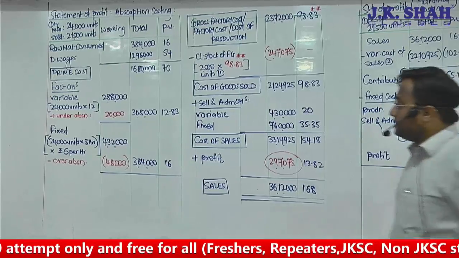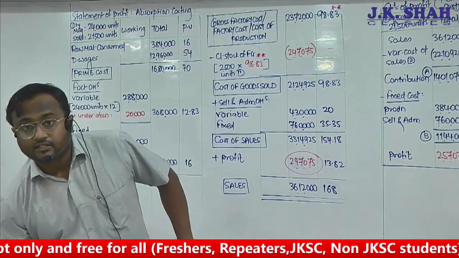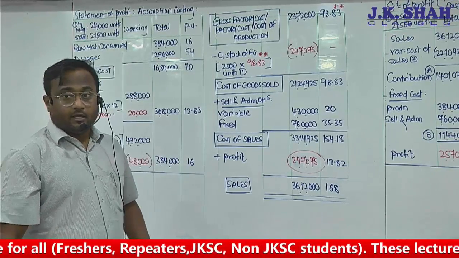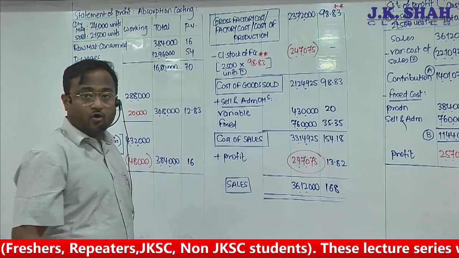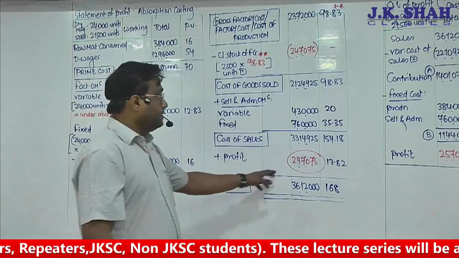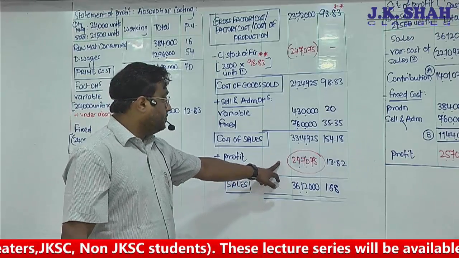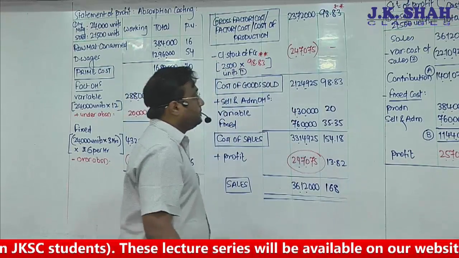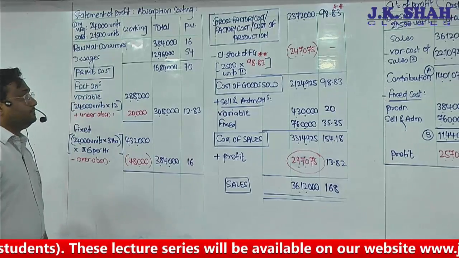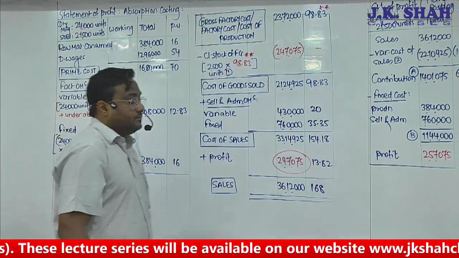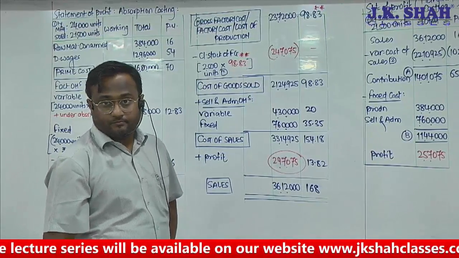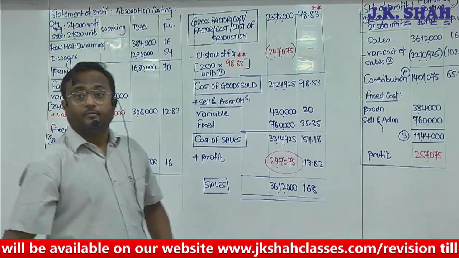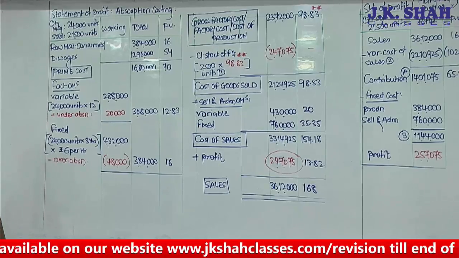Now what do you mean by reconciliation? Reconciliation means you basically find out reasons for difference between two figures. Now my profit 297,075 is not tallying with 257,075. There is a difference. Now we need to find out that difference.